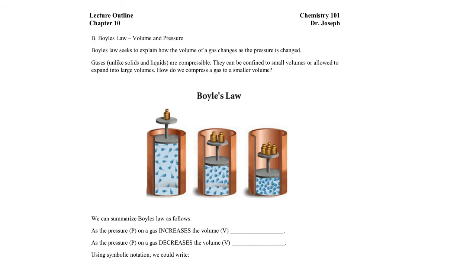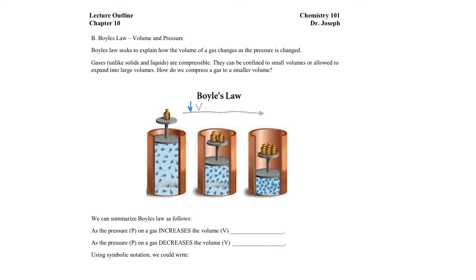So in the diagram I have here, we see a gas confined to a container with a volume that we can move up and down with this piston. So there's a piston here that can be moved up or down. And if the piston is moved down, the volume of the gas decreases. If the piston is moved up, the volume of the gas increases. So we see that going from left to right, the volume is decreasing.